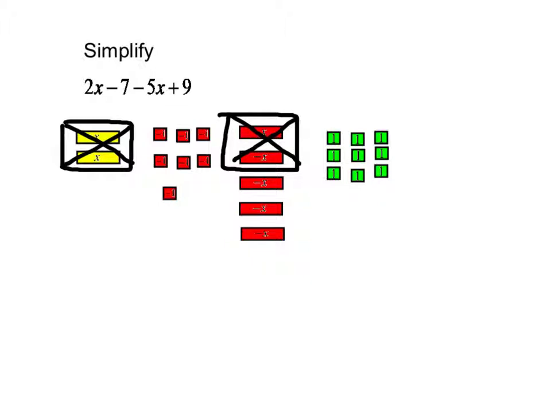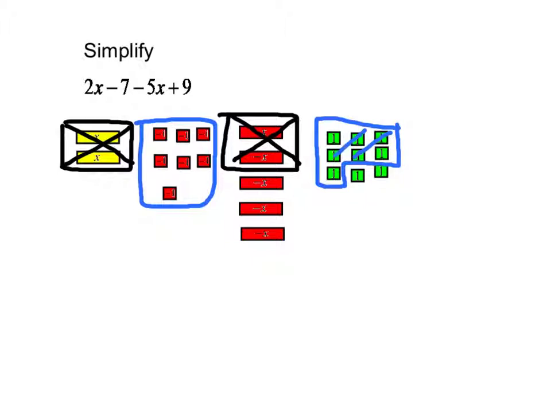And then over here, I have 7 negative ones. I'm going to pair those up with 7 of these positive ones, and that means those can now go away, but leaving 2 extra positive ones.